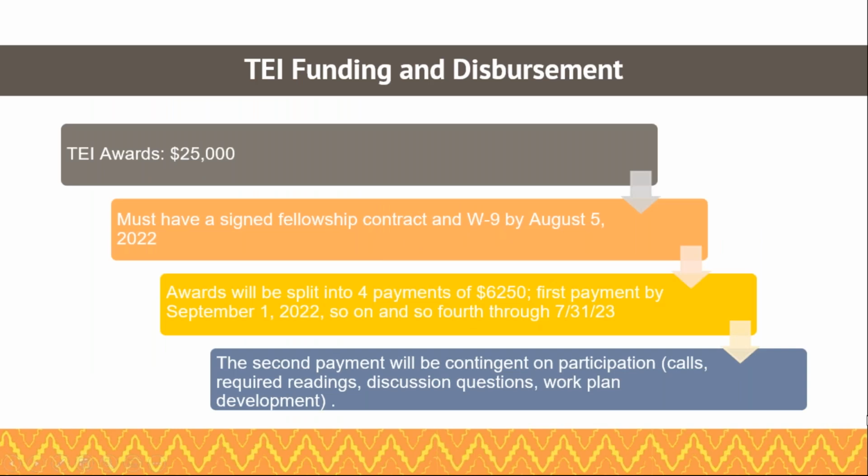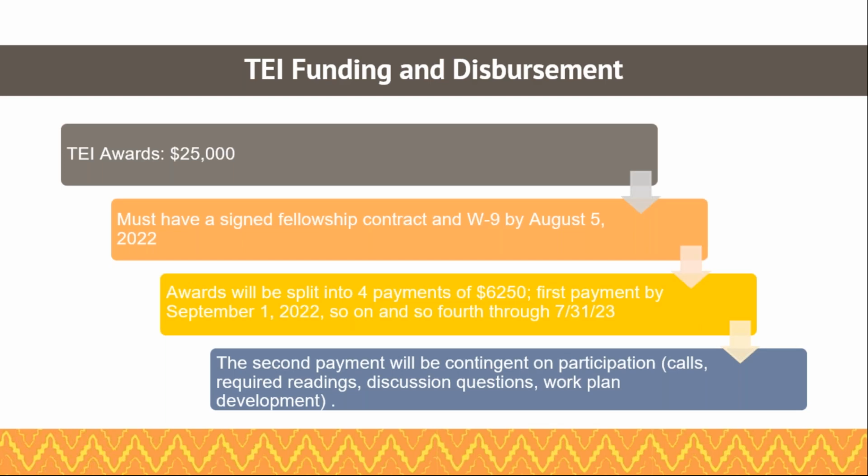And then looking at the funding and disbursement, the award itself for this cycle is $25,000. And when we're going through it, the ideal date for having that contract and W-9 signed is August 5th, 2022. After that, there will be the awards that are split into 4 payments of $6,250.